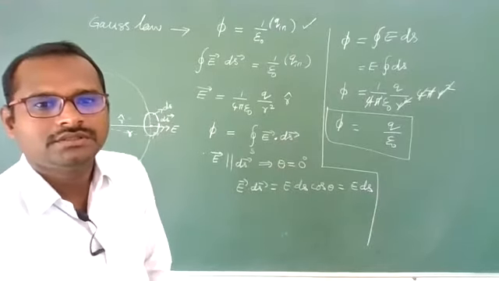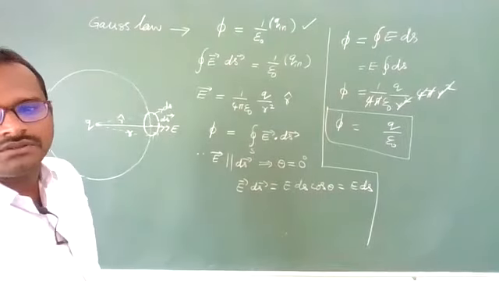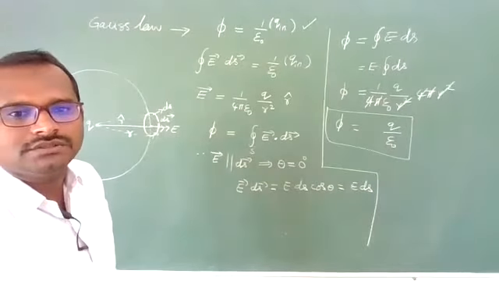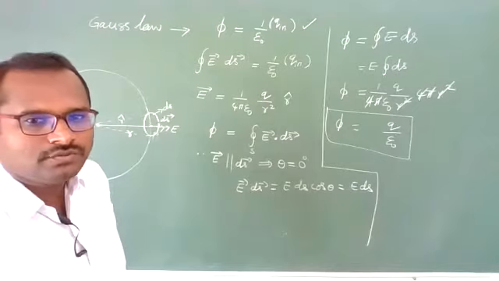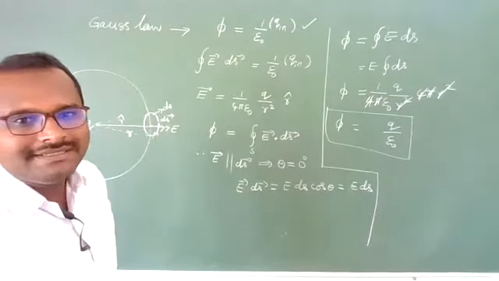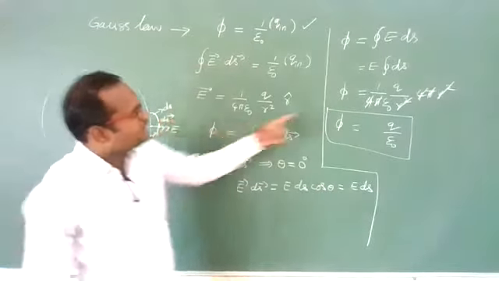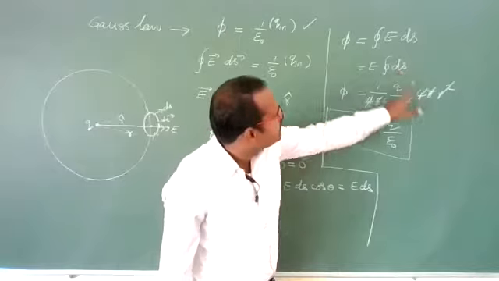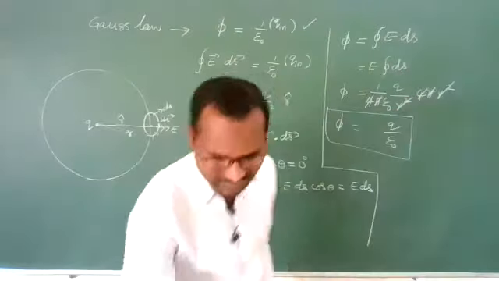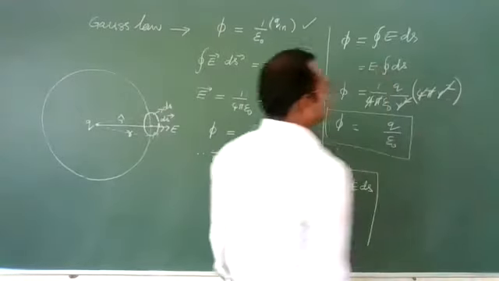Nishal is asking me one question, that is, sir, is ds equal to q by r square? No. ds is a small elementary area. Integration of ds is 4 pi r square. Yes, see here, this is 4 pi r square.